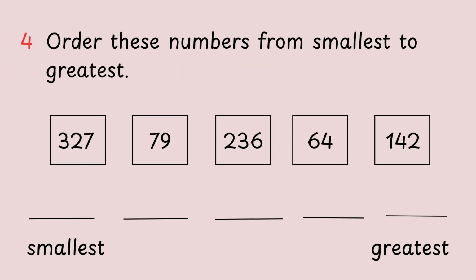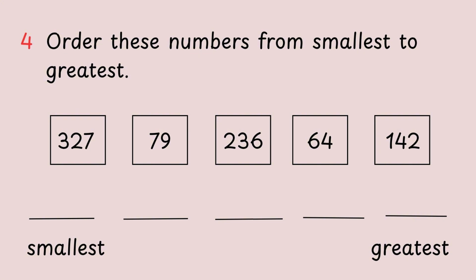Question 4. Order these numbers from smallest to greatest. So when we look for the smallest number, we have to check how many digits each number has. So let's look at them. We have some 3-digit numbers and some 2-digit numbers. So naturally, 2-digit numbers are smaller than 3-digit numbers. So let's look at our 2-digit numbers first. So we can see 79 and 64. Between 64 and 79, which one has fewer tens? Of course, 64 only has 6 tens, while 79 has 7 tens. So that means 64 is our smallest number.